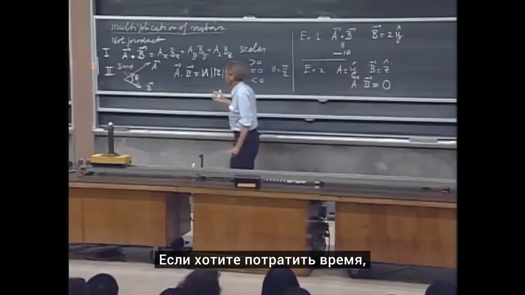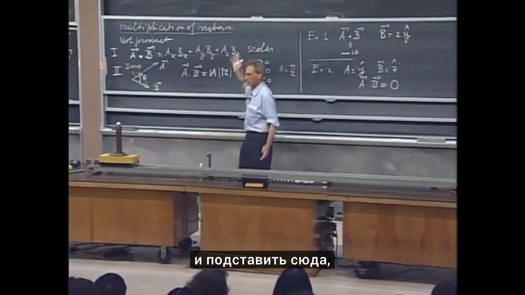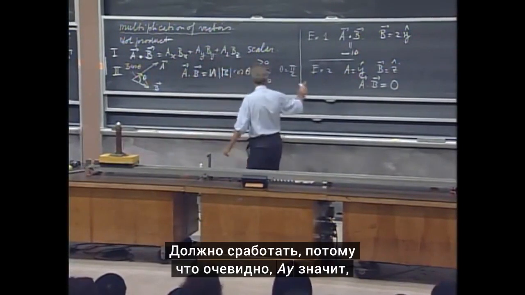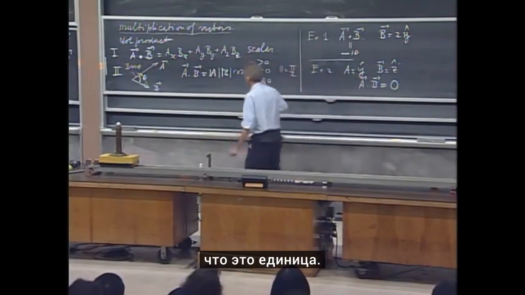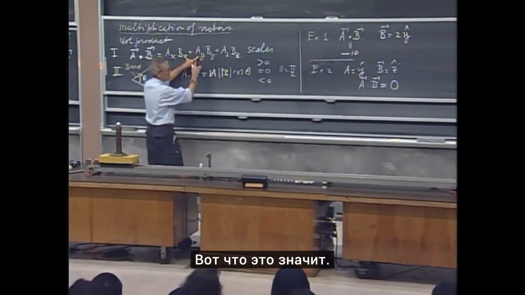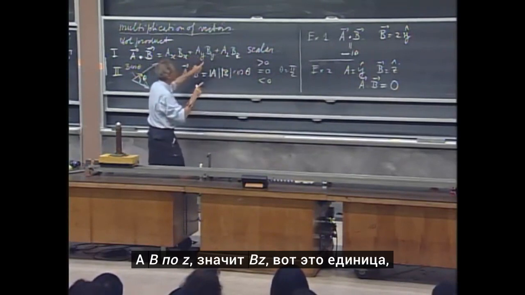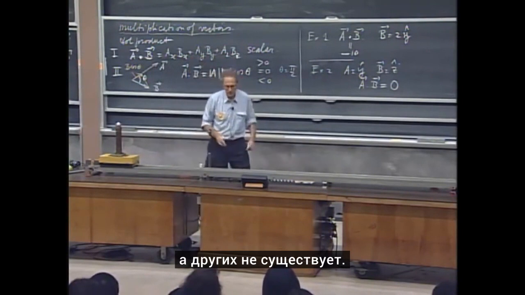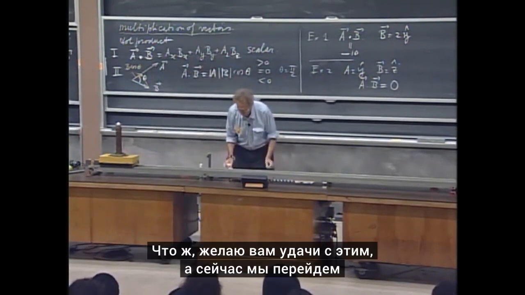If you want to waste your time and substitute it in here, you will see that it comes out to be 0. It should work, because clearly A of y means that this is 1. That's what it means. And B is z, that means that B of z is 1. And all the others do not exist. Well, I wish you luck with that.